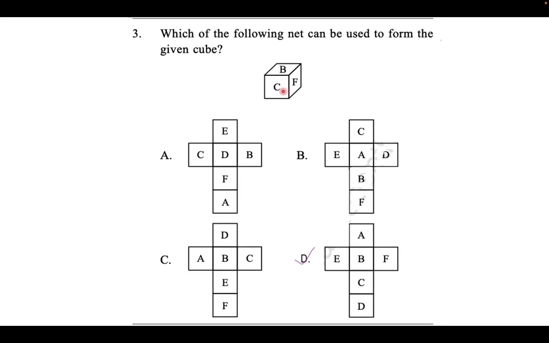Here B, C and F are all adjacent, but here it says C and B are opposite. Here it also says C and B are opposite, so we can rule out A and B. Here they say B and F are opposites, but we see that they are adjacent, so C is not the answer. B, C and F are all adjacent in the net D, so D is the answer.